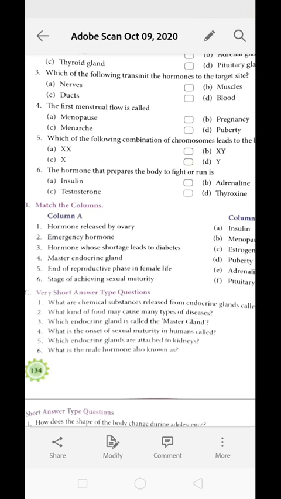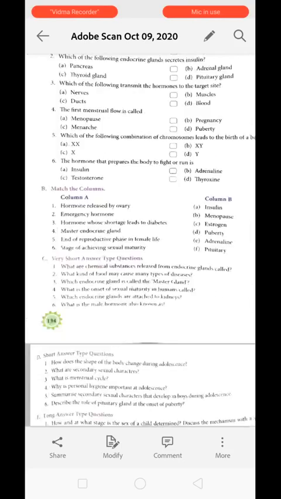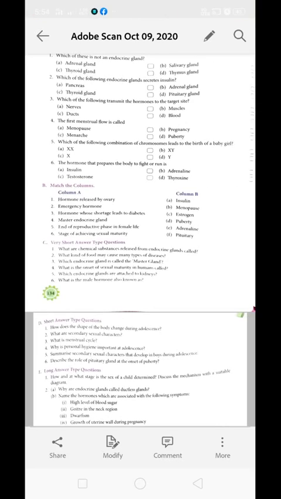Next, what is the onset of sexual maturity in humans called? It is called puberty. Fifth question, which endocrine gland is attached to the kidney? The adrenal gland is attached to the kidney. Sixth question, what is the male hormone also known as? The male hormone is also known as testosterone.